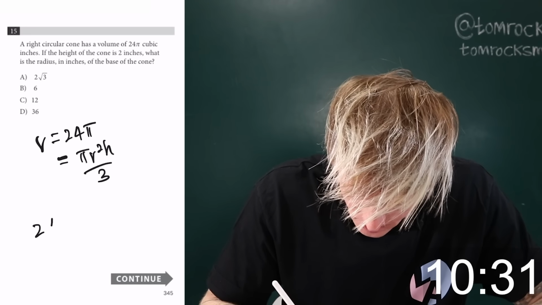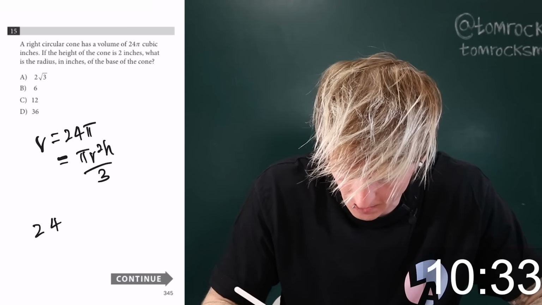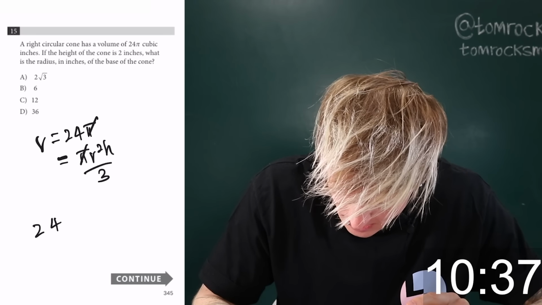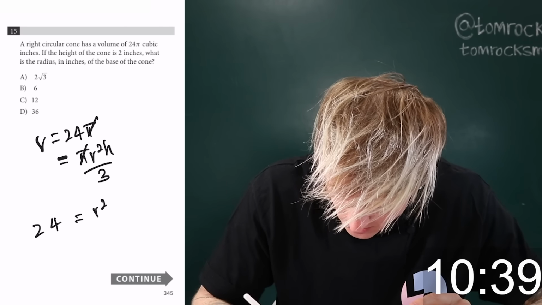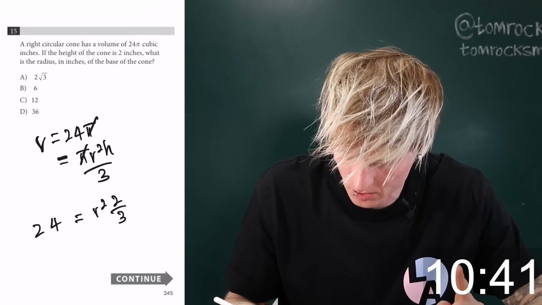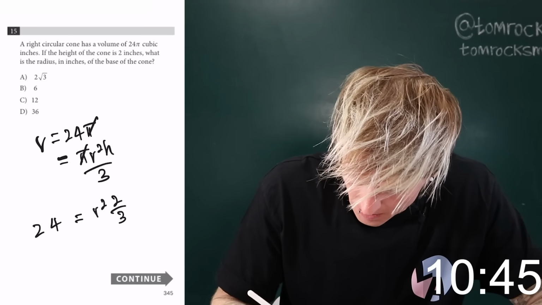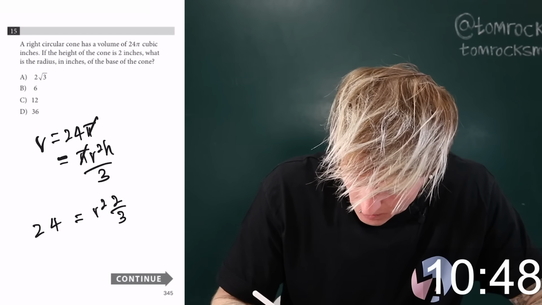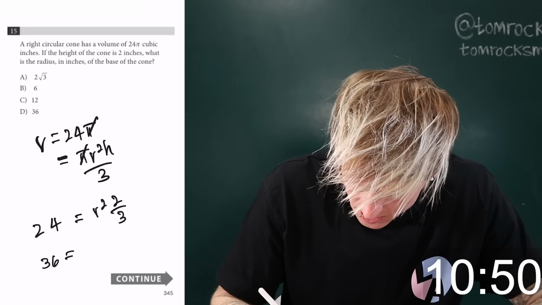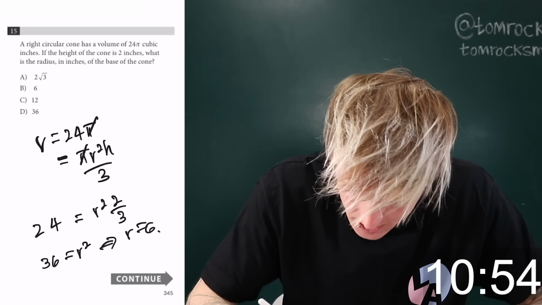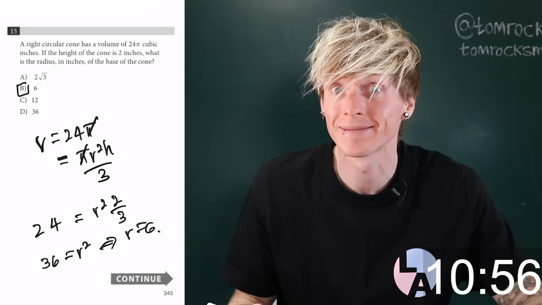So we know that 24, cancelling the pi's, is equal to r squared times 2/3. Great, so I need to multiply by 3 and divide by 2, or multiply by 1.5, so I think 36 is r squared, so r is 6. Cool, r is 6. 15 is B.